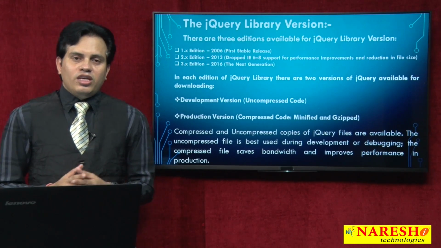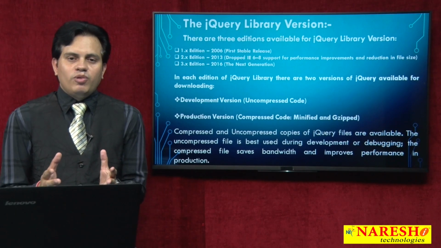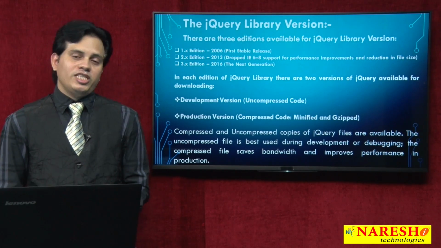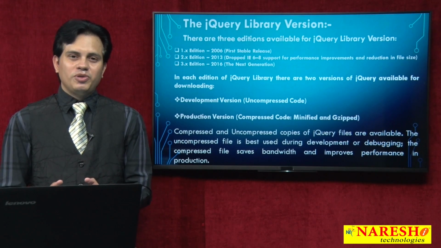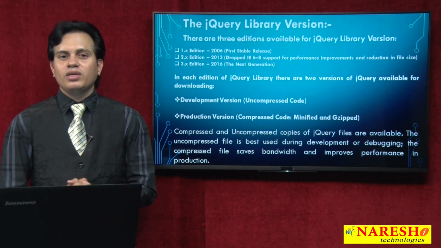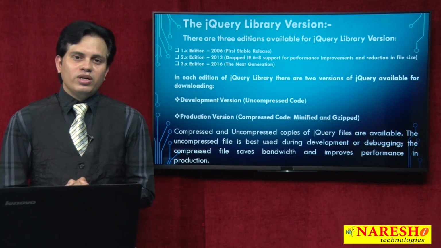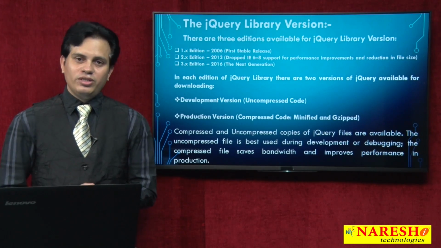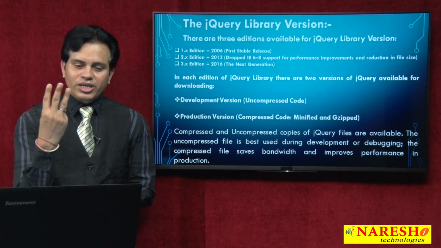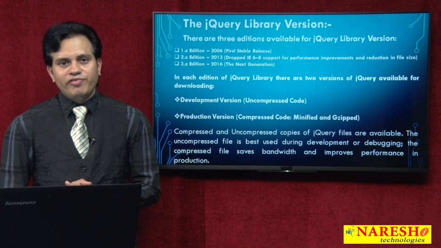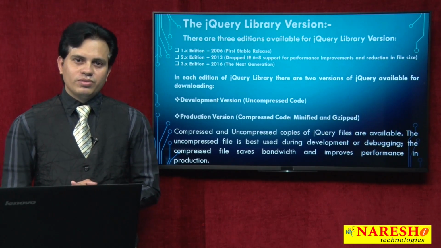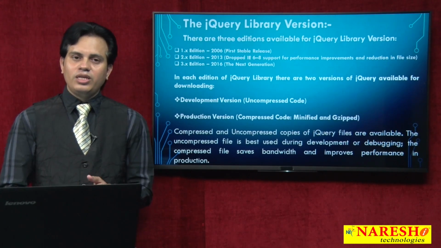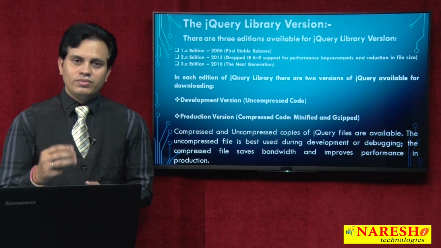Now the next discussion is about what jQuery library versions are available. That means what the versions of the jQuery library are as per today, or as per the current versions available. When you talk about the versions of the jQuery library, you have to understand some points. There are 3 editions available for the jQuery library versions. So if you talk about the versions of the jQuery library, you will find 3 editions.